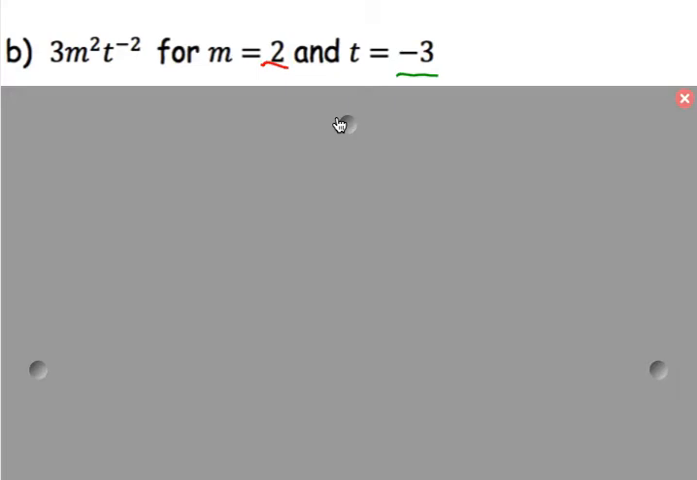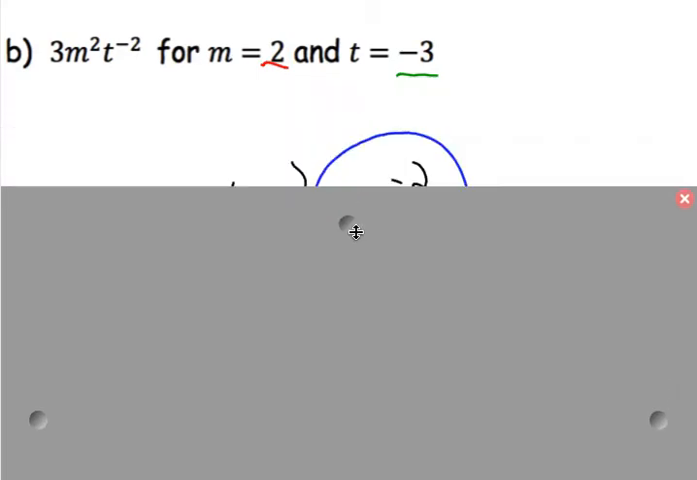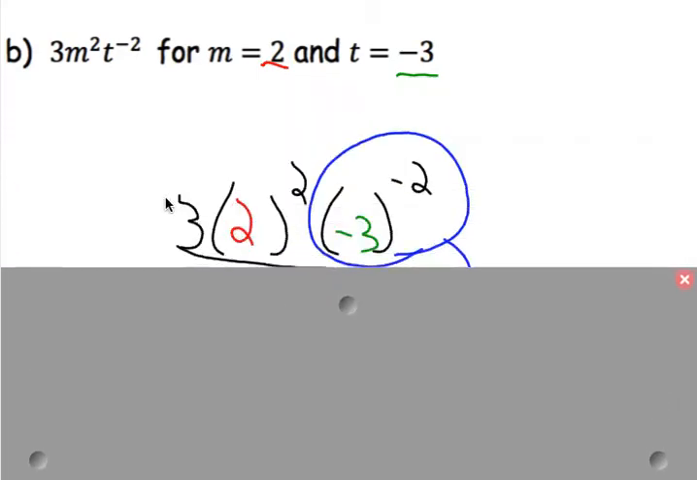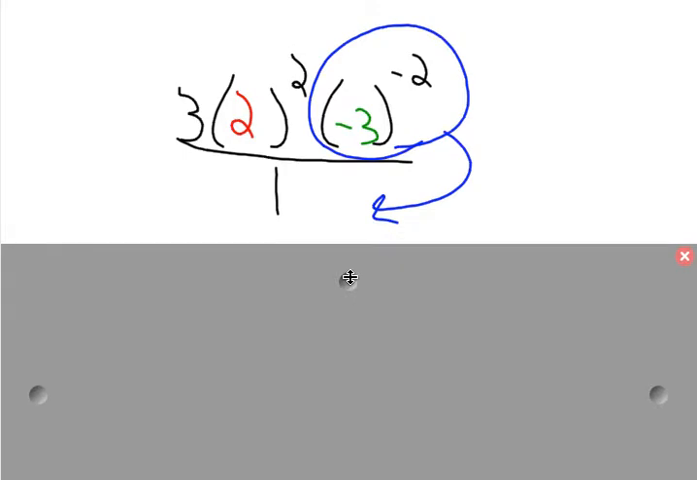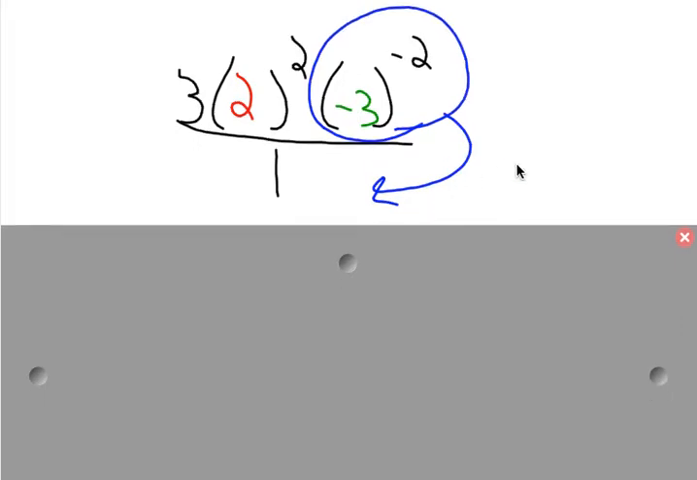Example B, here we go. I'm going to plug the numbers in, first step. So 3, m is 2, t is negative 3. Since there was no fraction, I made it a fraction, so I put it over 1. I recognize this is the problem because of the negative exponent. That needs to be moved to the bottom.